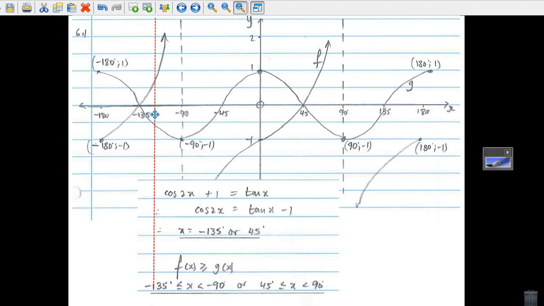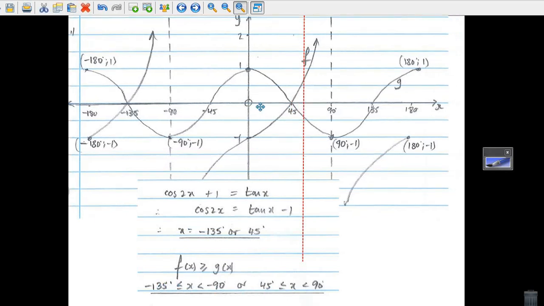Now let's just keep moving along. When does that happen again? No, tangent's below, tangent's below. Ooh, tangent's above again, right between 90 degrees and 45 degrees. Now you have to be careful here. It's equal, less than or equal to at 45 degrees and 135 degrees.